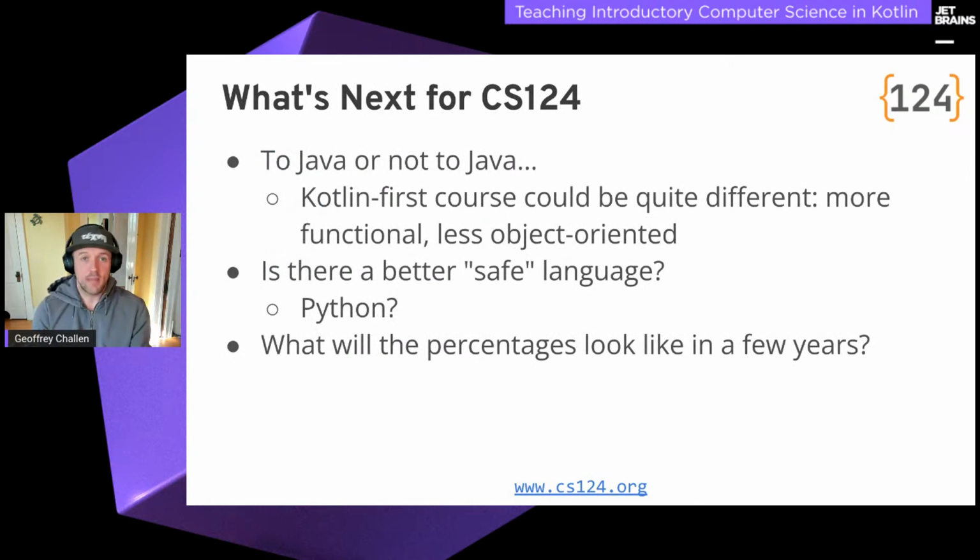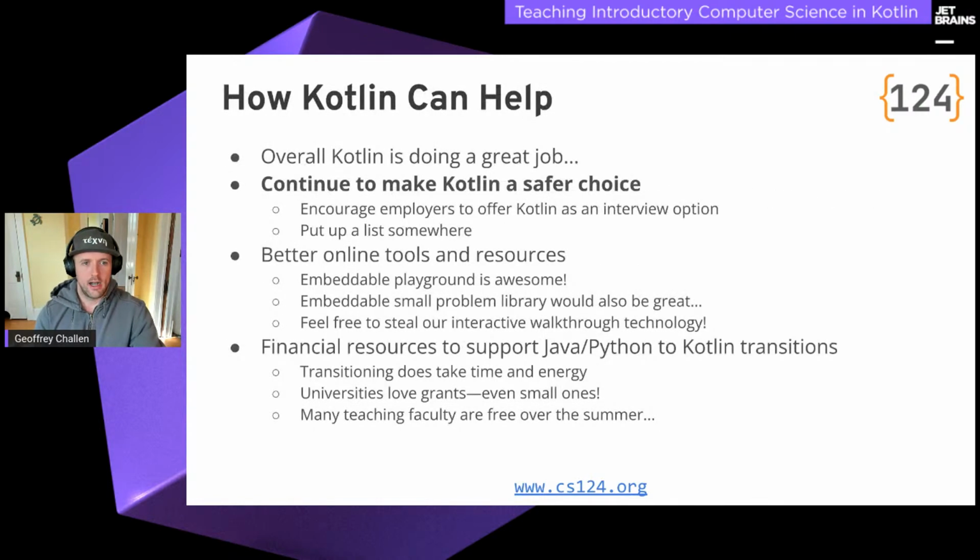So, we're going to keep using Kotlin in 124. I don't know if we'll ever be able to get rid of Java, or maybe at some point we'll swap out Java for another safe language that appeals to students that aren't as future forward, maybe something like Python. But I'm curious to see what the adoption of Kotlin will look like over the next couple of years as we continue to use it alongside Java.